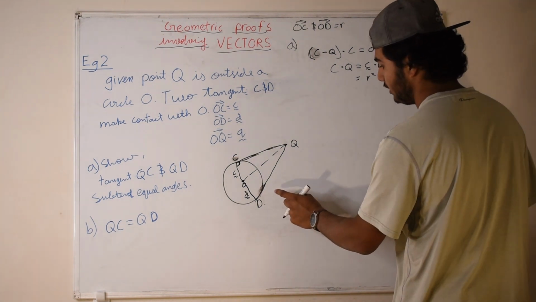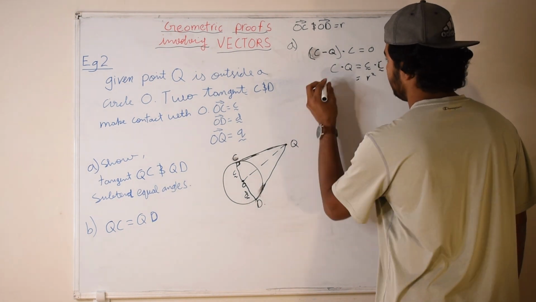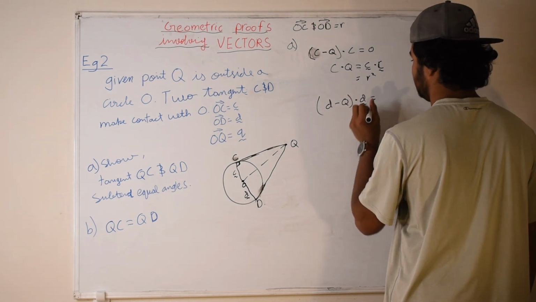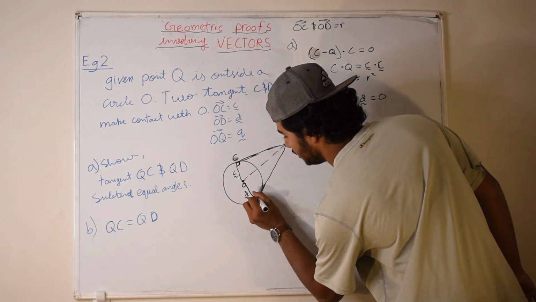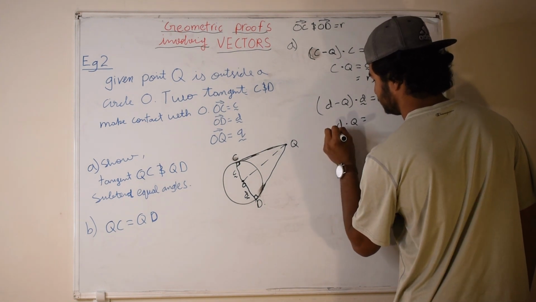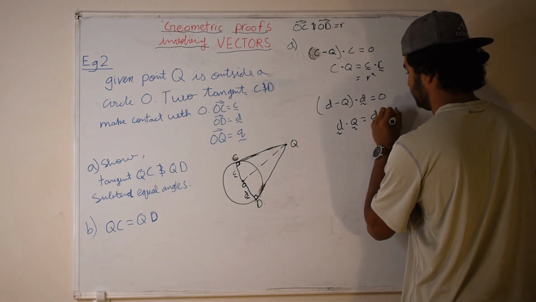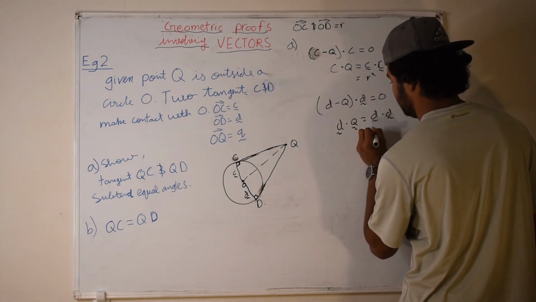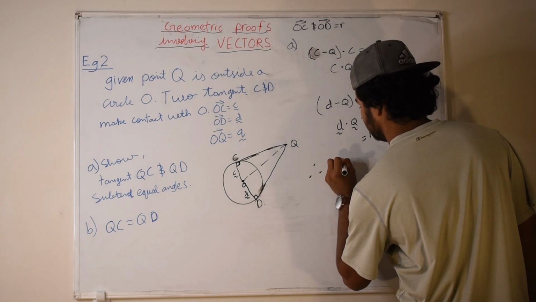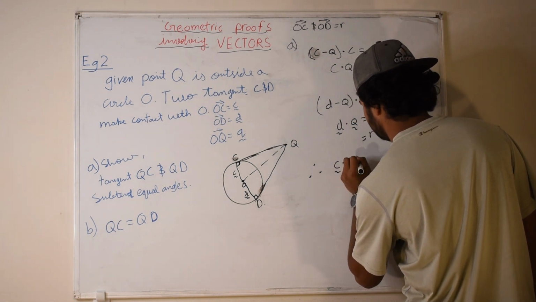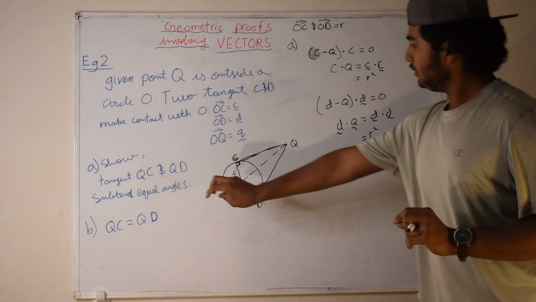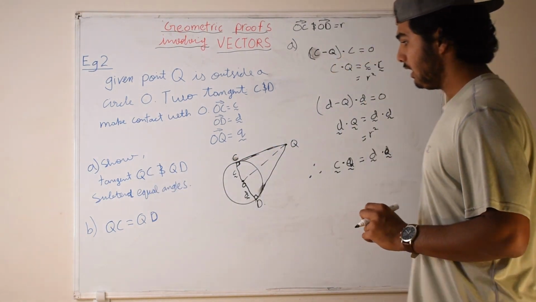Similarly, do the same thing for this over here. We get vector D minus Q dot vector D equals 0, because when we take the dot product and they're perpendicular it equals 0. Same thing, D dot Q equals D dot D, which is OD, in this case R squared. Therefore, since both of these equal R squared, C dot Q equals D dot Q. So the tangents of these two hence give us equal answers.